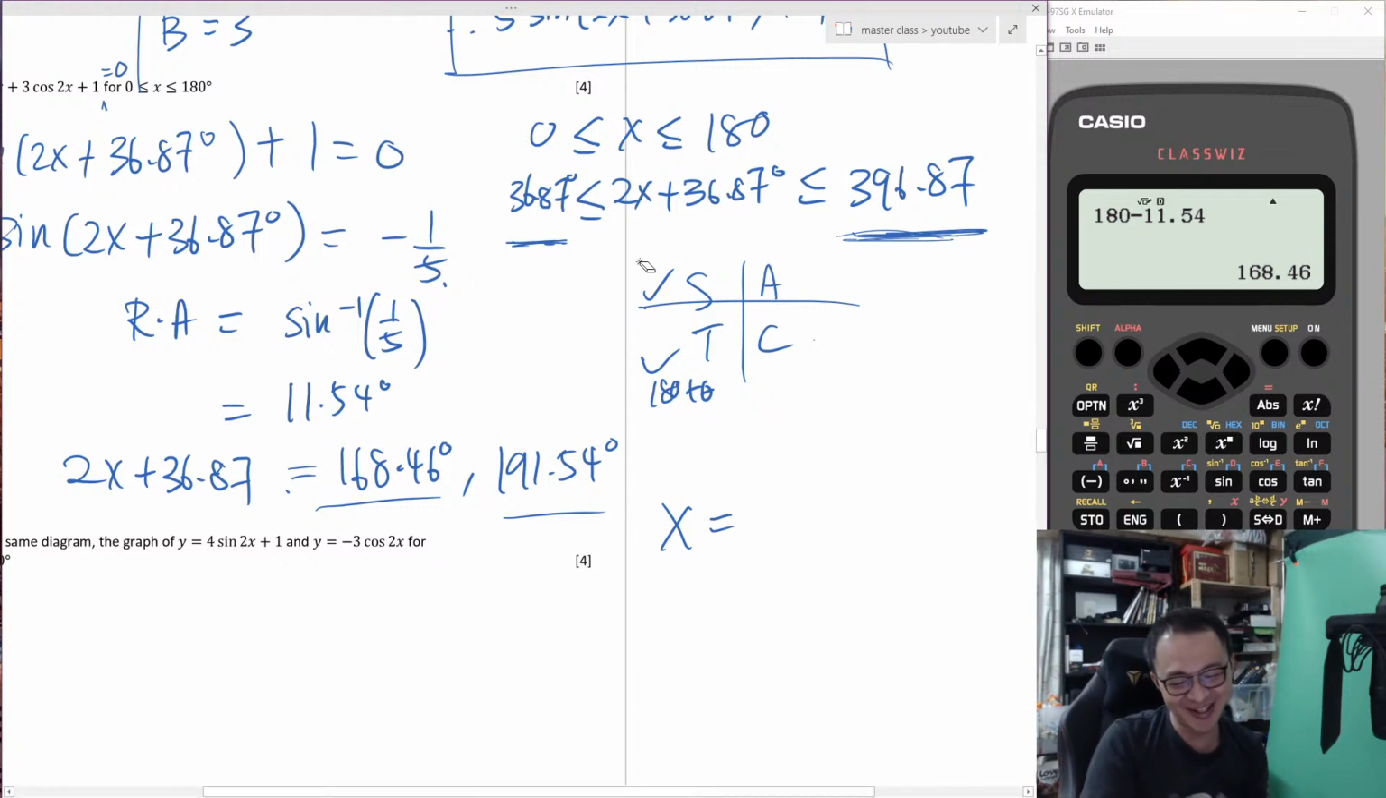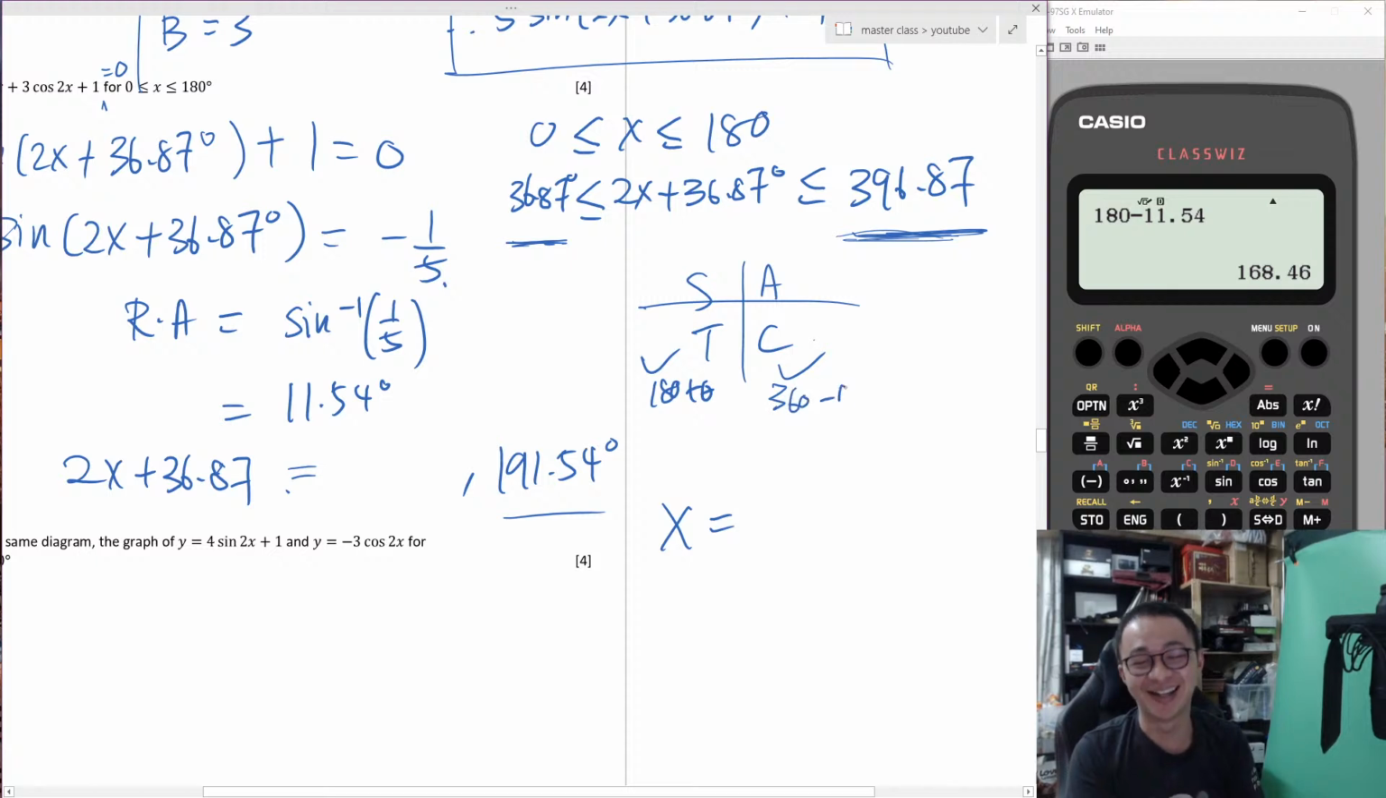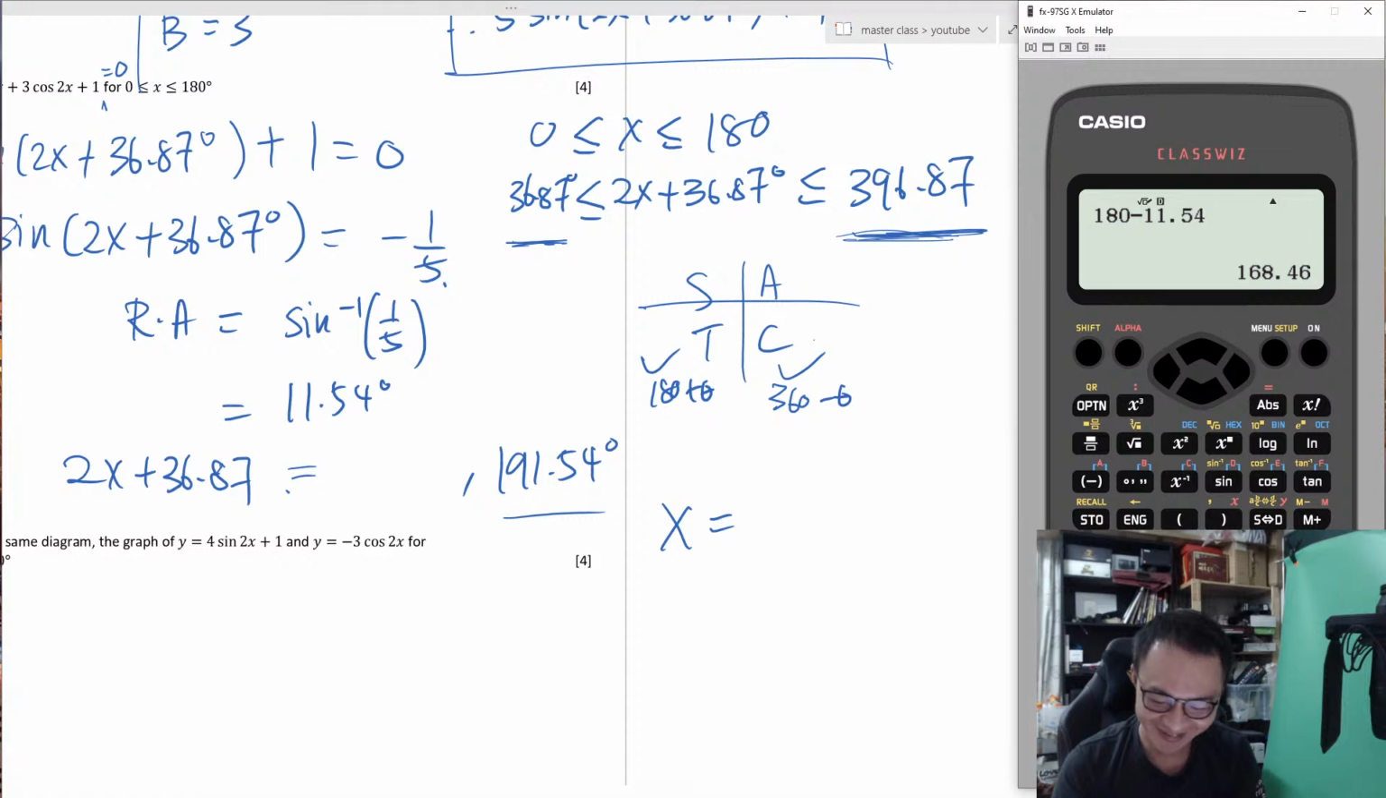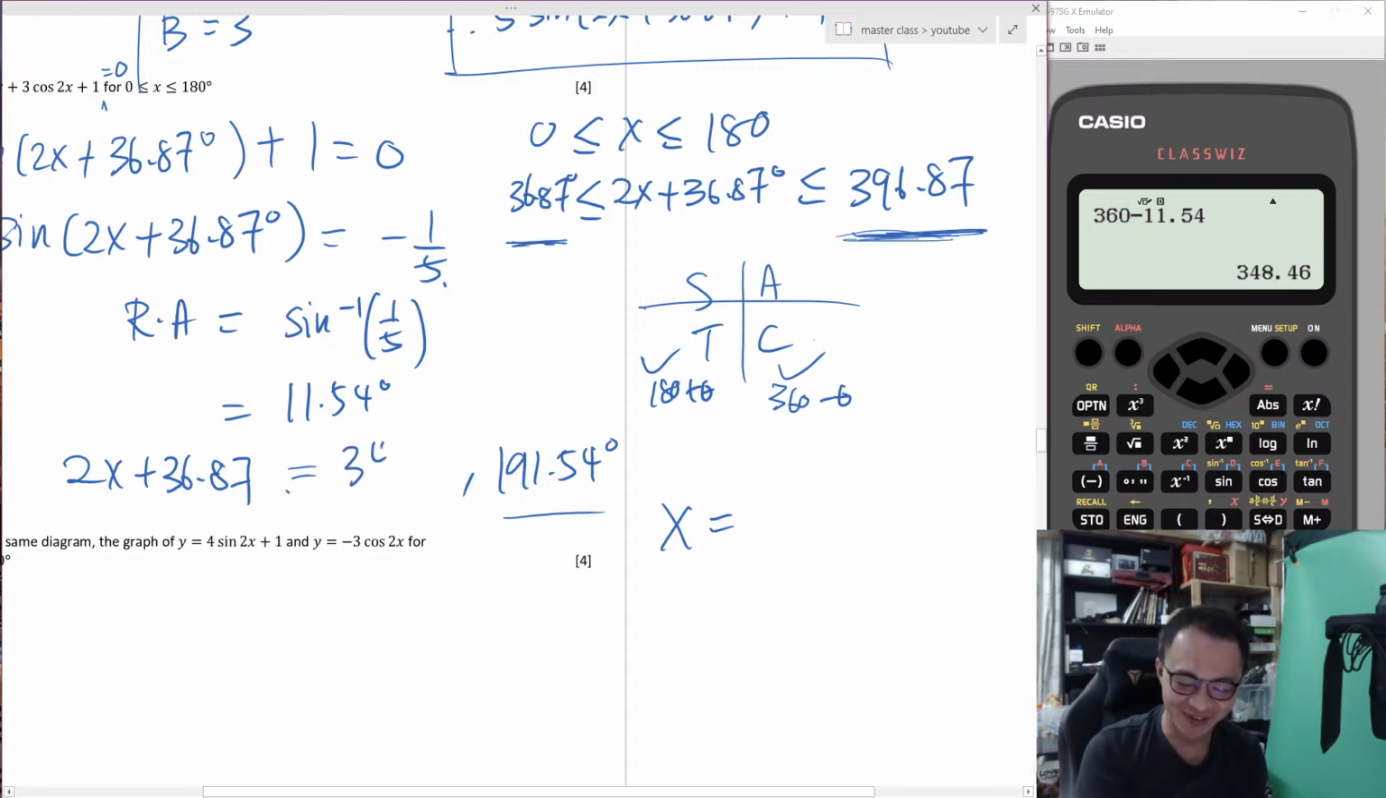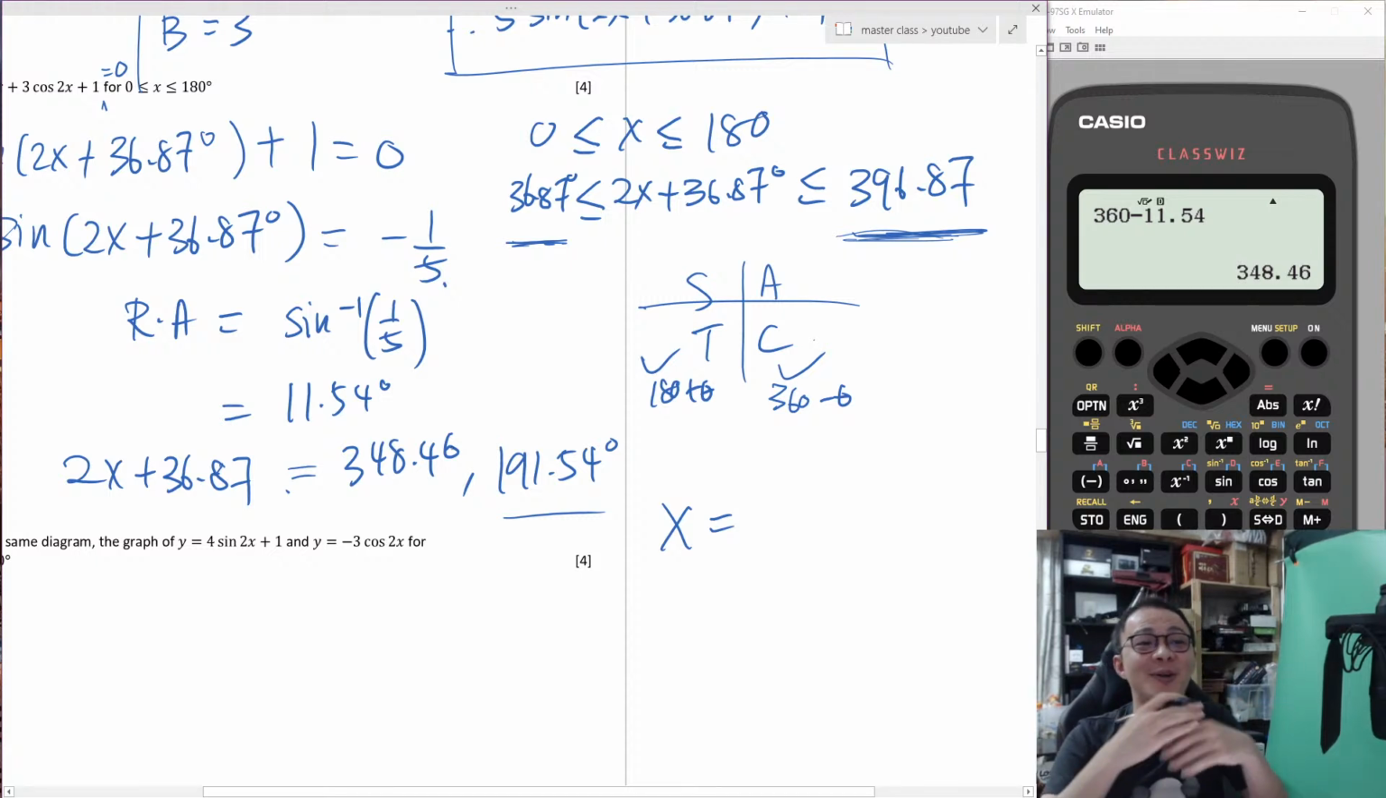Yes, what's wrong with me? Oh my god. Third and fourth quadrant. This is 360 minus theta. I write an S there and then I say second quadrant sine is negative. Oh my god, I'm literally very tired. Yeah, 348.46. Okay, so sine will get negative at the third and fourth quadrant.